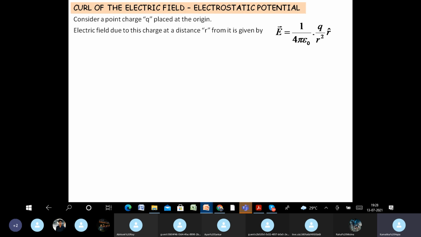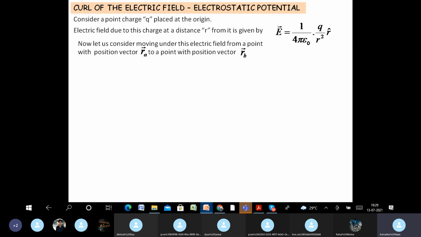Now we will find out what the curl of the electric field is, and if you remember, we saw that the curl of an electric field is always 0, indicating that an electric field is a conservative field. And this fact gives us the concept of electrostatic potential. If we consider a charge placed at the origin, then at a distance r, the electric field is given by this expression.